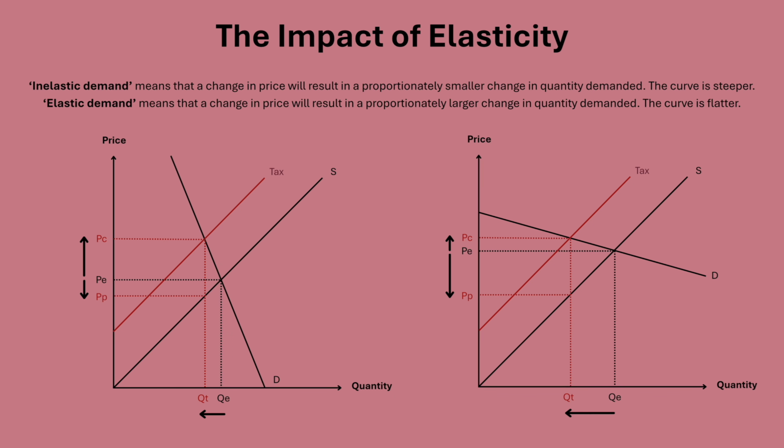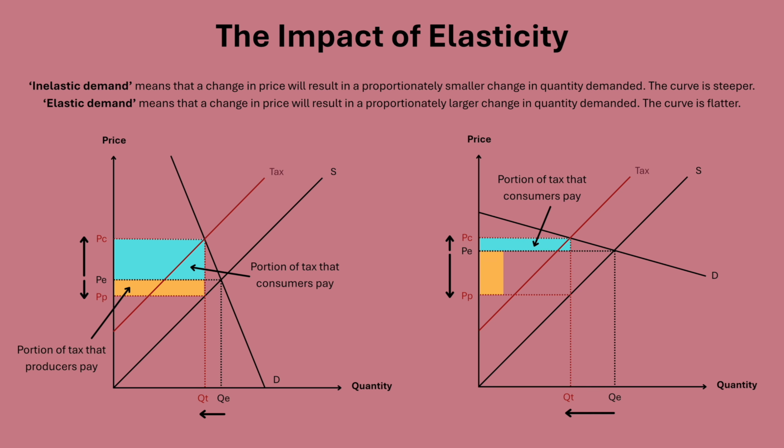The box that is the tax revenue can be split up into the portion of the tax that the consumers pay and the portion of the tax that the producers pay. The portion of the tax that consumers pay for inelastic demand is larger than the portion that they pay under elastic demand. This is because the price change is larger for them with inelastic demand than it is for elastic. The opposite is true for producers. The burden of the tax that they have to pay under inelastic demand is less than what they would have to pay under elastic demand. So we can see that depending on elasticity, it tells us who pays the burden of the tax.